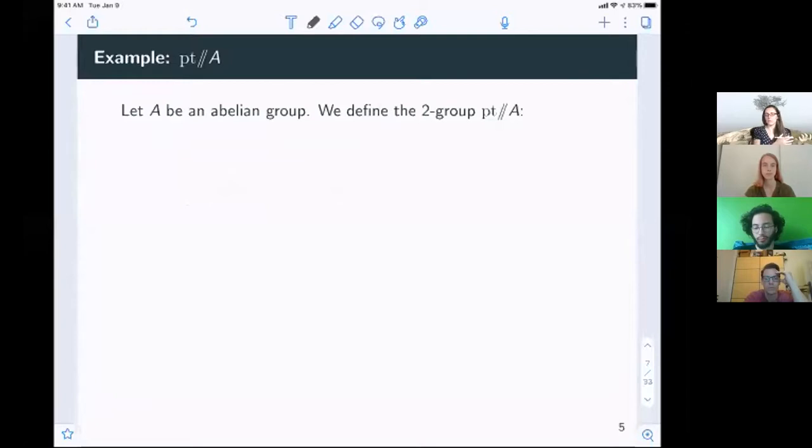So in the previous example, everything interesting was in the objects and the morphisms were boring. Here we start with boring objects and interesting morphisms. So our object here is just the point, just a singleton object. And our morphisms are elements in A. So we only have automorphisms of the point. Composition of our morphisms is given by multiplication in A.